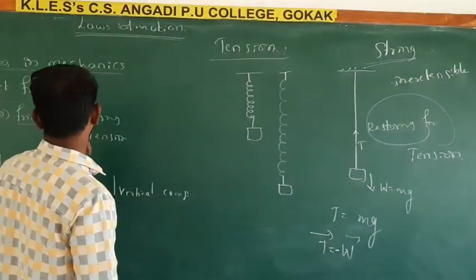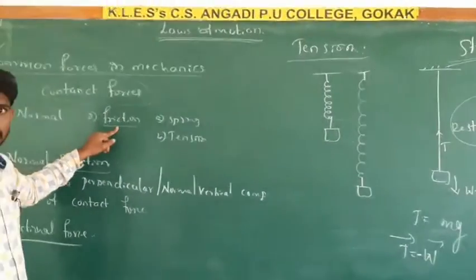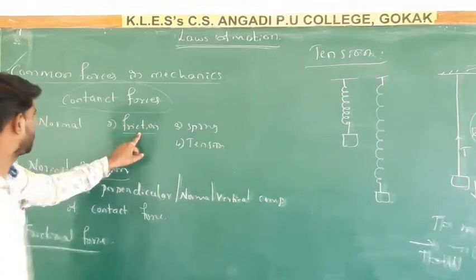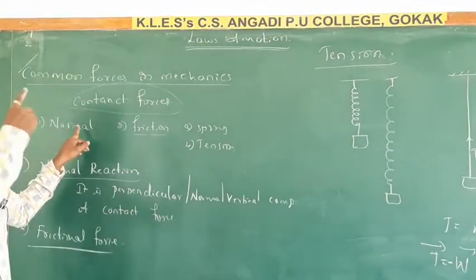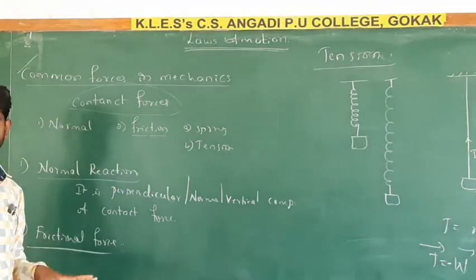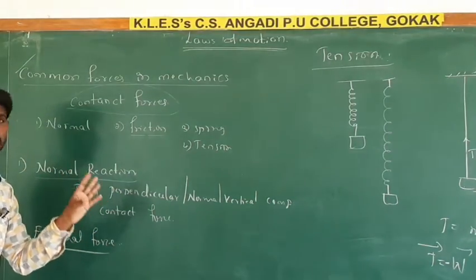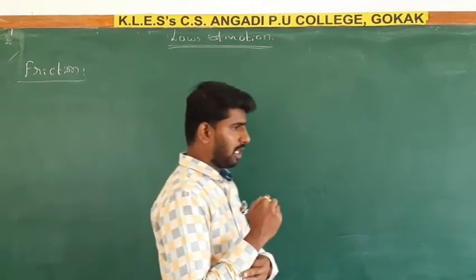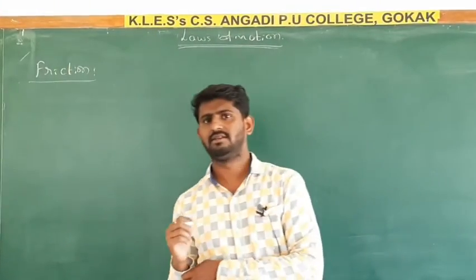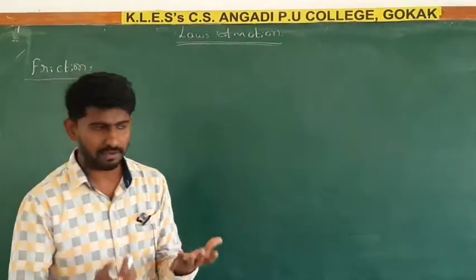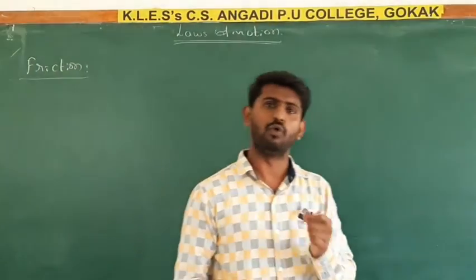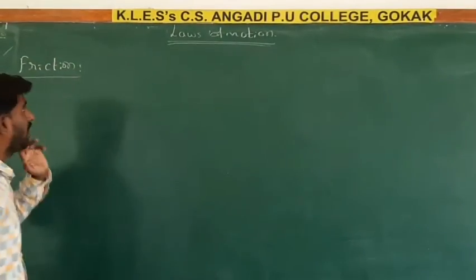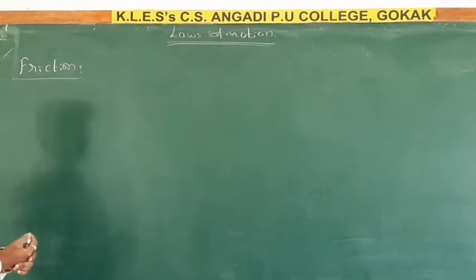Friction is the parallel component of contact force. Normal reaction is the vertical component of contact force. So this is about the common forces in mechanics. Now we'll study friction in detail. In some books they mention it as frictional force. What is friction or frictional force?